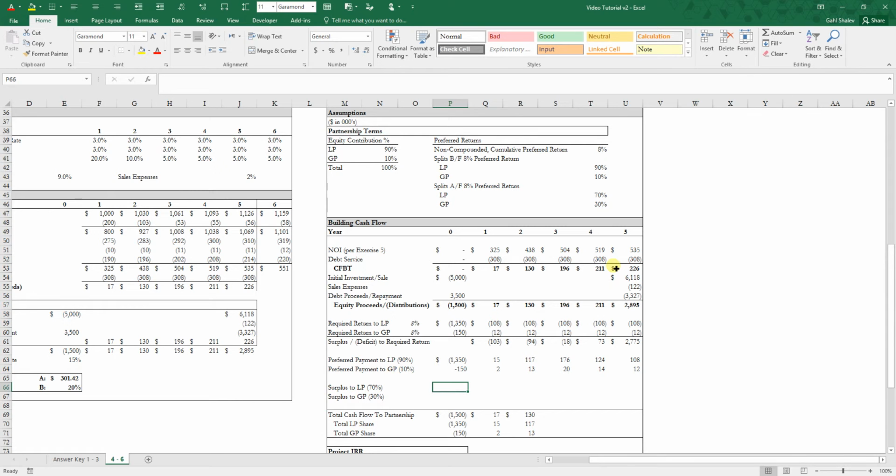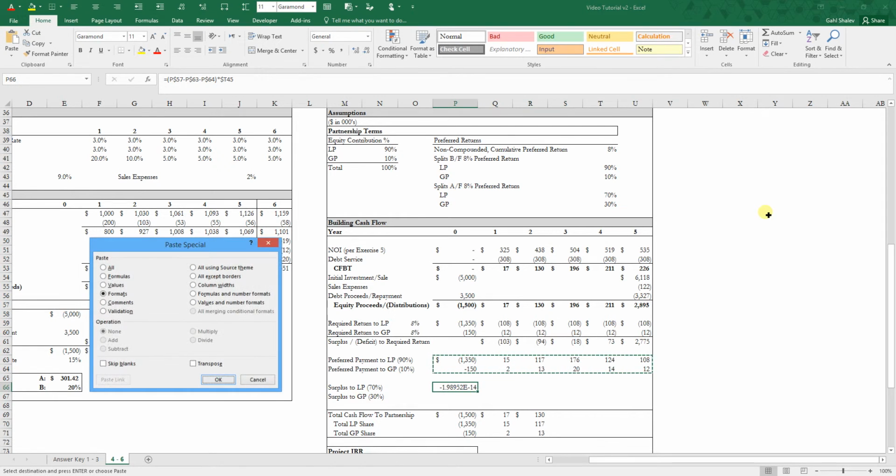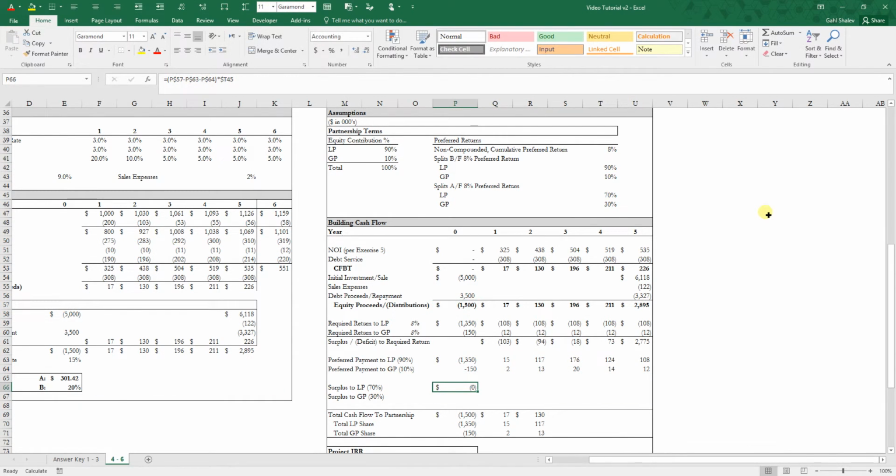Lastly, in this section, all we have to do is take the surplus and split it 70-30. Again, we can use the max function. Alternatively, we can just use the total cash flow minus what has already been distributed as part of the preferred return above. So total cash flow minus what's been distributed. The formatting there was a little funky.